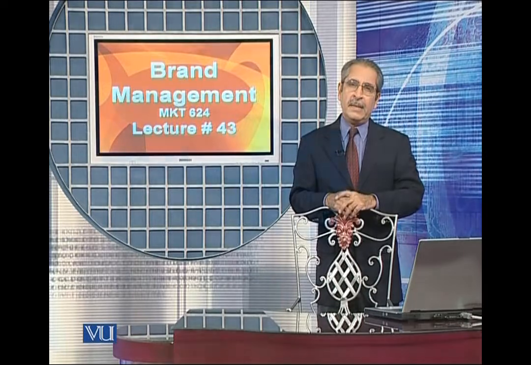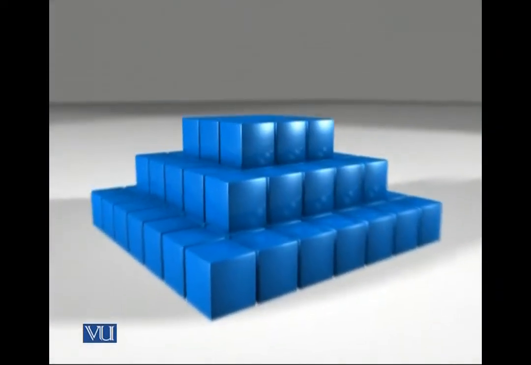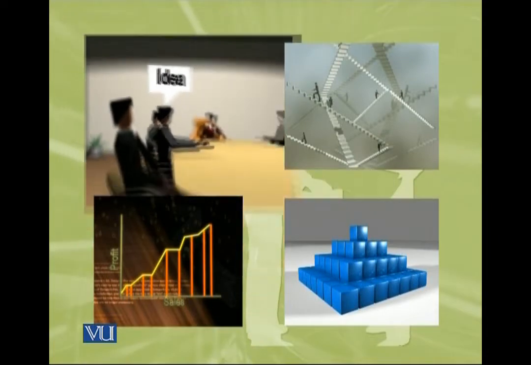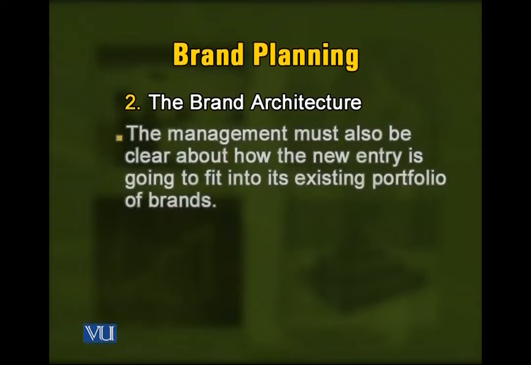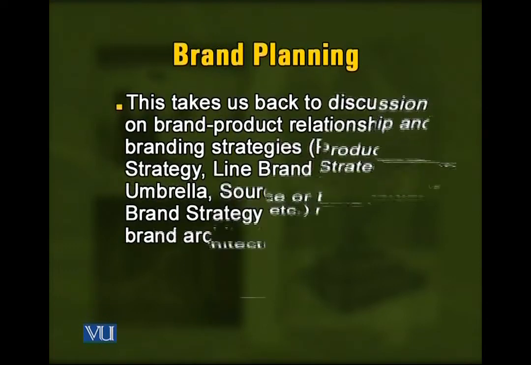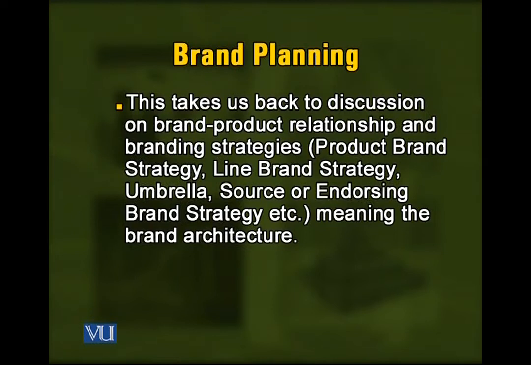The second strategic element about which the top management has got to be clear is what you may call the brand architecture. And this takes us back to the learning about the portfolios of brands and different branding strategies that we learned about when we developed product relationships with brands. And you will recall there are many different strategies that I talked about in relation to those interrelations, meaning the brand-product interrelations.